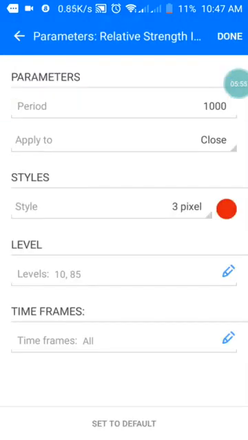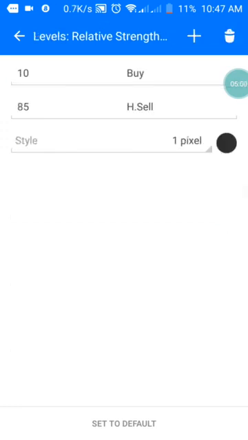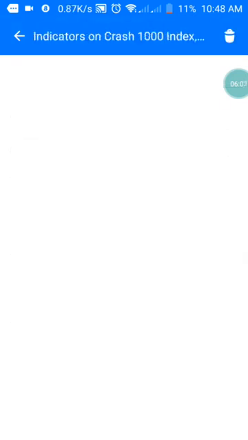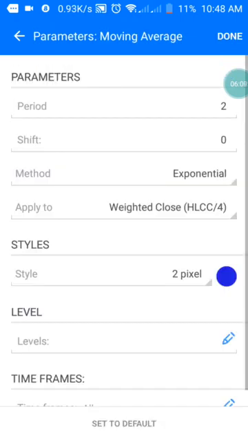So that is about RSI. Then the levels of RSI are 10 and 85, which are my buy zone and my selling zone. Then you press done. Then you move to the moving average. For the first moving average, you set your period to 2. The shift is 0, and your method, make sure it is also the same. Just screenshot these settings and set them up on your phone. After it, press done.